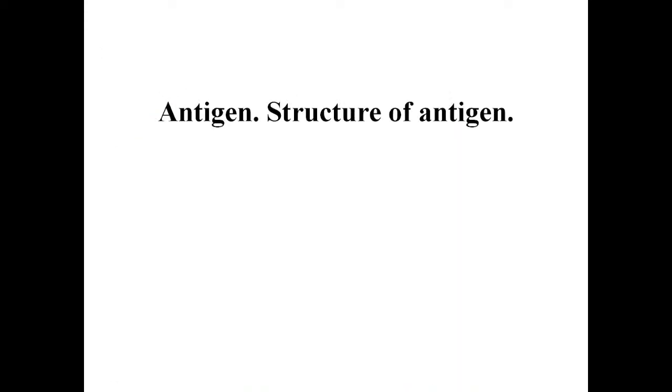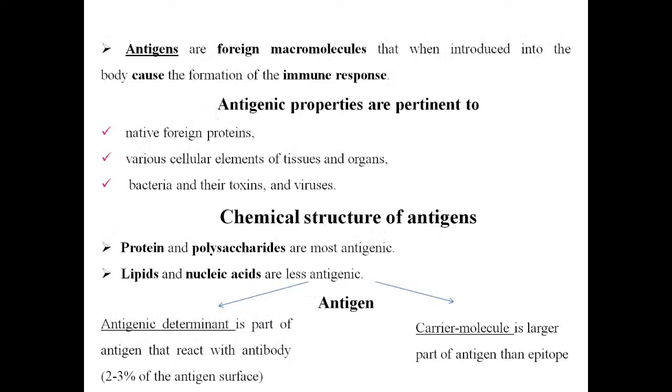We have said that immunity is the ability to resist particular antigens. What are antigens? Antigens are foreign macromolecules that, when introduced into the body, cause the formation of an immune response. What are antigens for the human organism? These are native foreign proteins that are present in viruses or bacteria. These are various cellular elements of tissues and organs. For example, red blood cells have antigens. Any human tissue also has its antigens. Bacteria and their toxins and viruses are also antigenic for our organism. So any foreign substance is antigenic for the human organism.